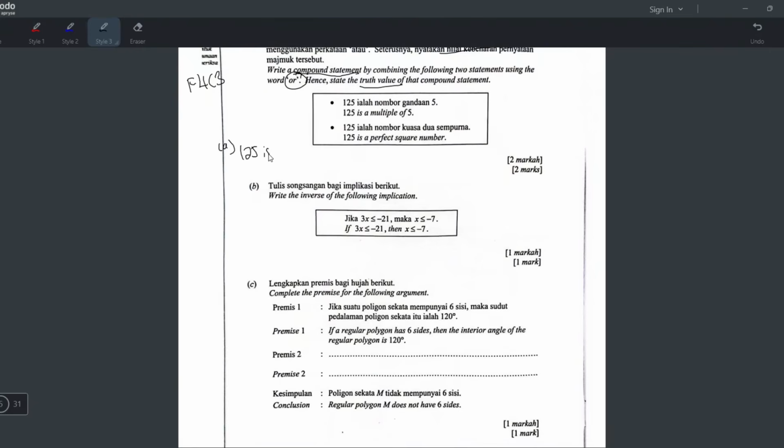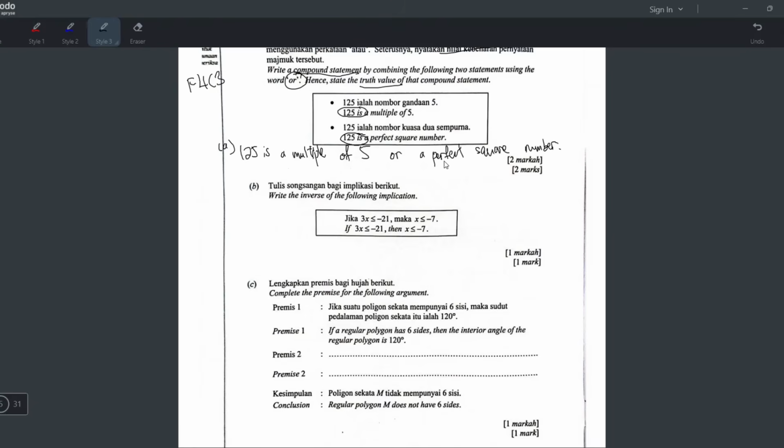Okay, so 125 is a multiple of 5, or 125 is a perfect square number, right? But you can see the 125, they already repeat 2 times. So you don't have to write this. It's the same thing. So I can just write multiple of 5 or a perfect square number. All right. So 125 is a multiple of 5 or a perfect square number. Okay, this is the first part because they want you to write a compound statement, but then you have to write whether it's true or false, right? So we have to write either true or false here.